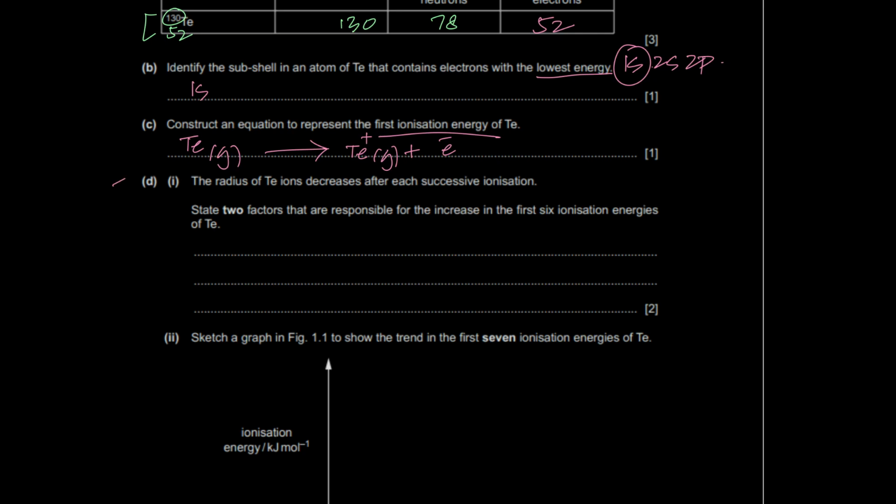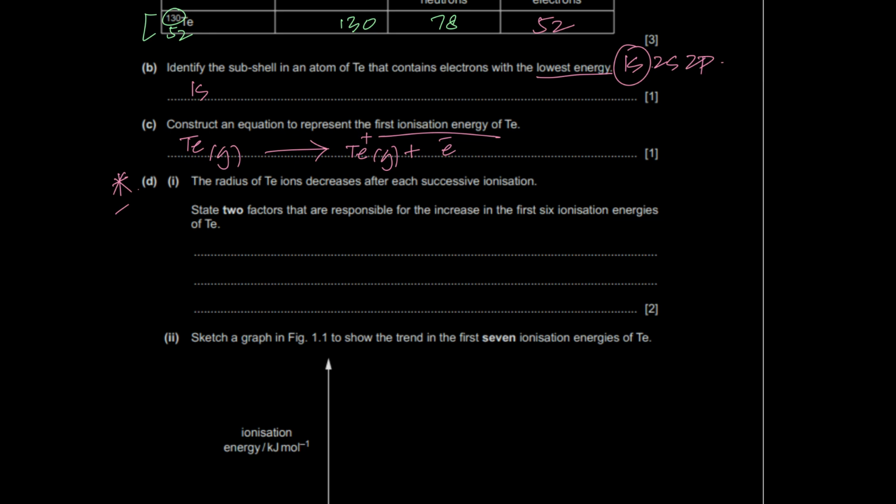Next, the radius of Te ions decreases after successive ionization. Oh, this is a good question. I like this question. The radius of Te ions decreases after each successive ionization. I couldn't care less because we haven't talked about the radius for now. State 2 factors responsible for the increase in the first 6 ionization energies of Te.